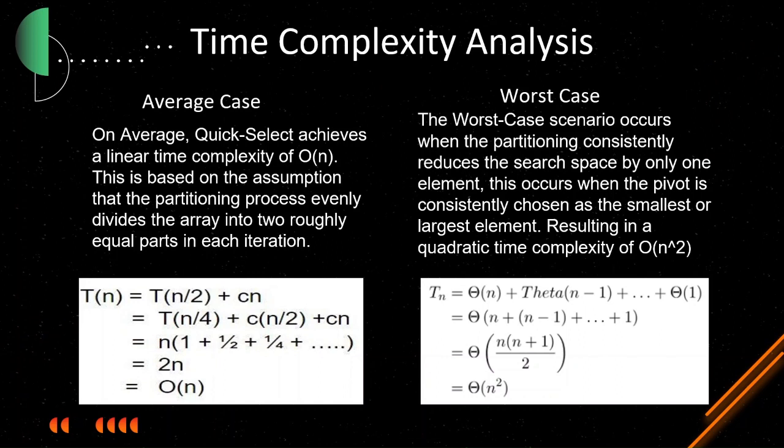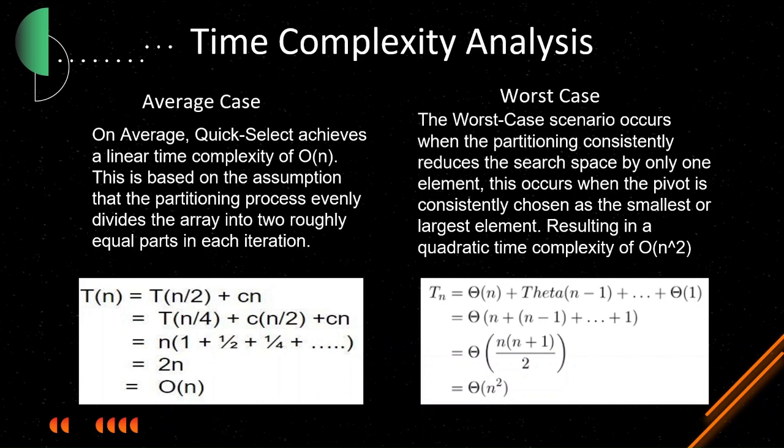Time complexity analysis. As for the average case, quick select achieves a linear time complexity of big O of n, and this occurs when the partitioning divides our array each iteration into two equal subarrays. So T of n equals T of n over 2 plus n. The n over 2 represents the half subarray, because basically we are dividing the array by half every time. And the n represents the complexity of the Lomuto partitioning function. If we continue on this pattern, and we have the size of the array each time, we can generalize that it computes to a linear time of big O of n.